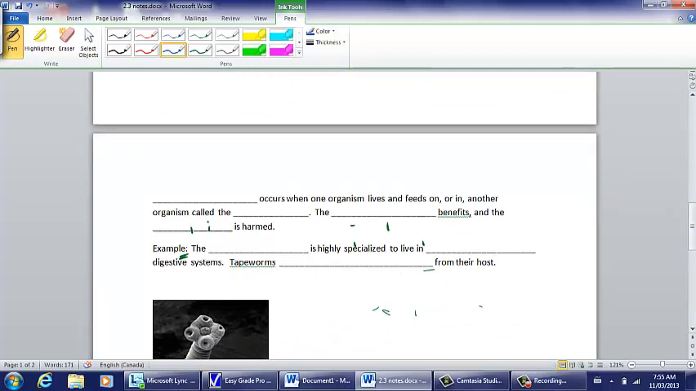Over the page we come to our last type of symbiotic relationship, and this one is parasitism. And parasitism refers to any relationship in which one organism benefits, but at a cost. The other one is harmed. So parasitism occurs when one organism lives and feeds on or in another organism, called the host. So there is a parasite and a host. The parasite benefits, and the host is harmed.